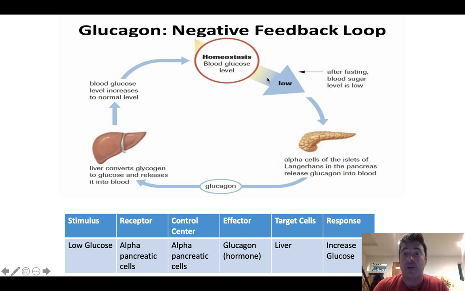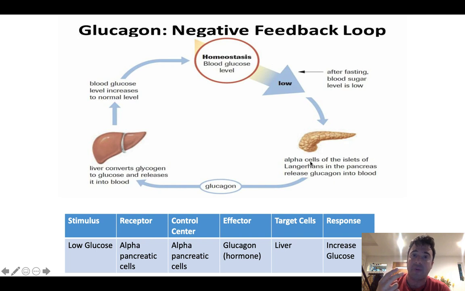And we have homeostasis, right? But after long enough of not eating, our blood glucose levels are going to start to get low. And you don't want your blood glucose levels getting low because a lot of systems rely on that blood glucose for energy. So you got to bring your blood glucose levels back up. So the stimulus in this pathway is a decrease in blood glucose. Now, that stimulus is detected by a receptor. In this case, the receptors are alpha pancreatic cells.